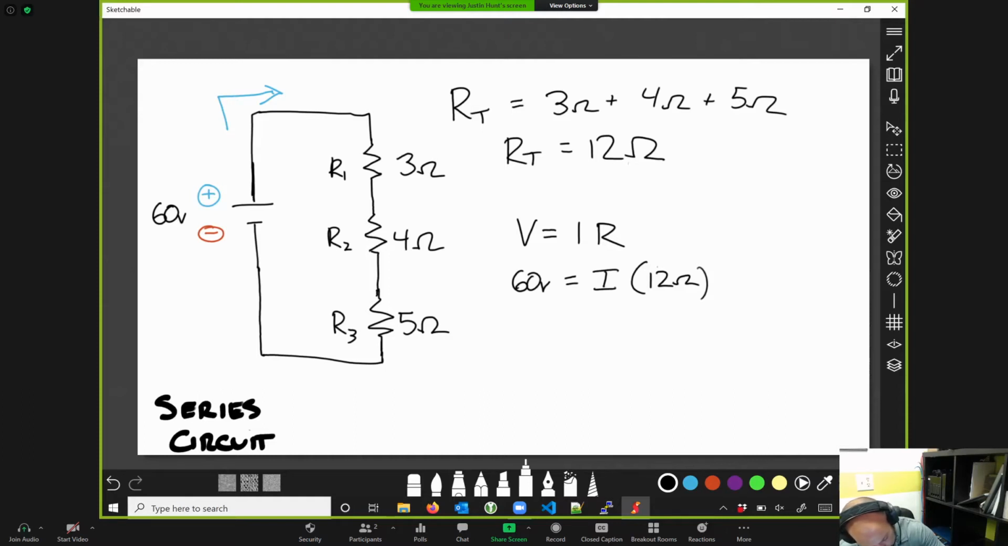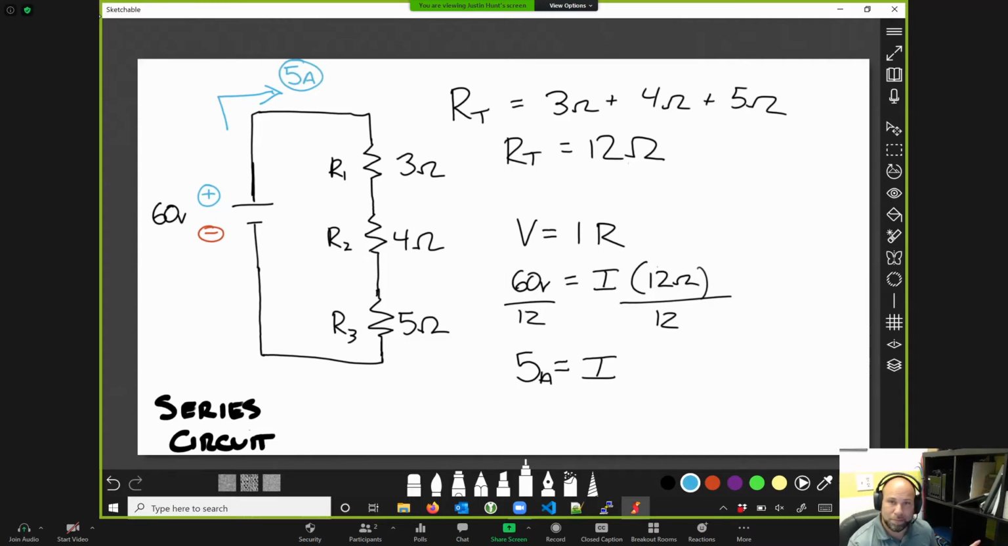All right, let's divide by 12 on one side, and we'll do the exact same on the other side of the equation, which means we've got 5 is equal to I. And we know current is always measured in amperage. So let's throw our A in there. And we know 5 amps of current are flowing through this series circuit. That was it. Good job, you nailed it.